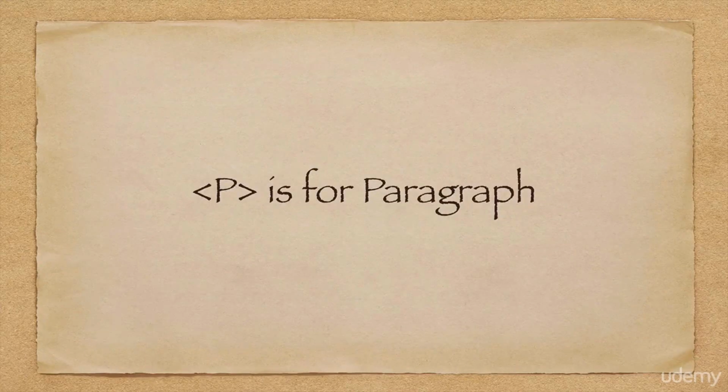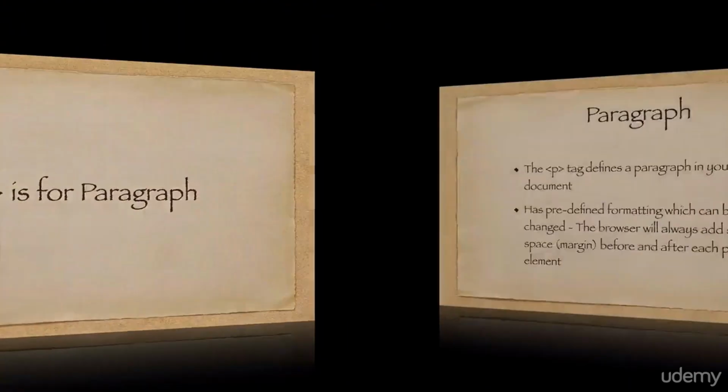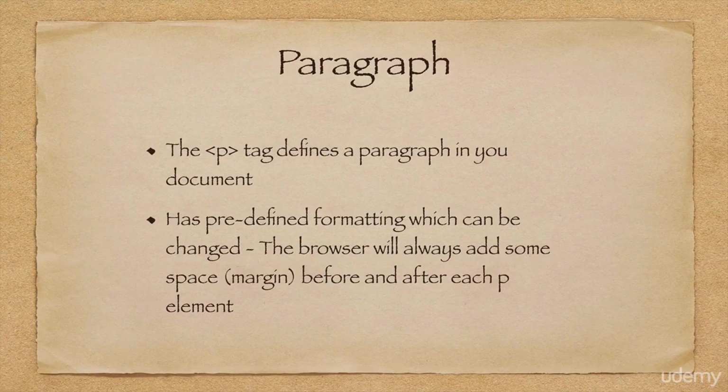I've named this section P is for paragraph, and what we're going to be talking about is the P tag. So the P tag defines a paragraph in your document. Whenever you want a paragraph of text, it's enclosed within an opening and closing P tag. It has predefined formatting, which can be changed. The browser will always add some space, a margin, before and after each P element.